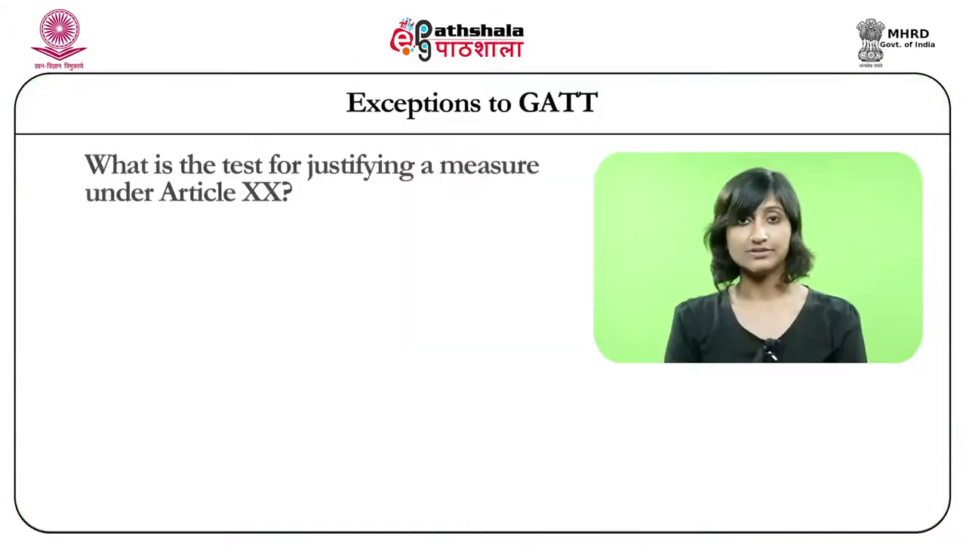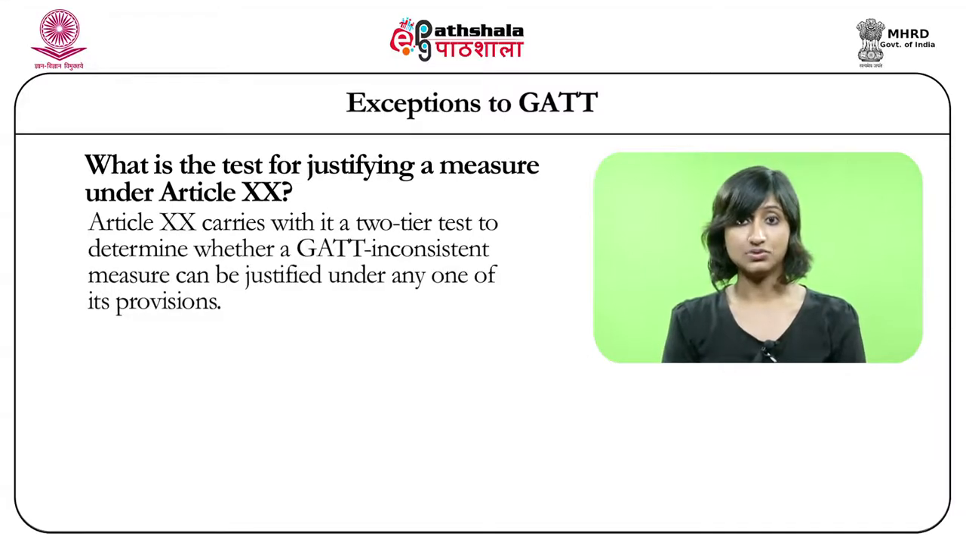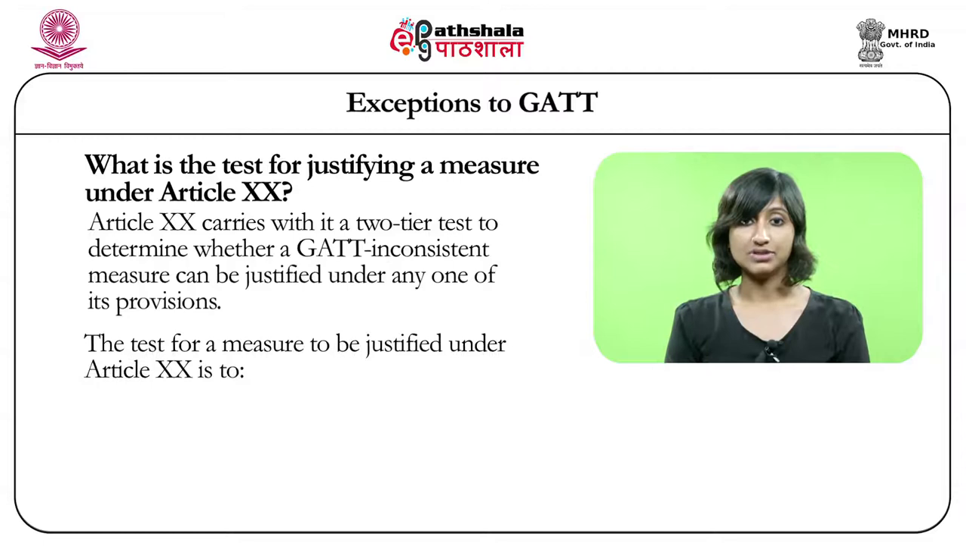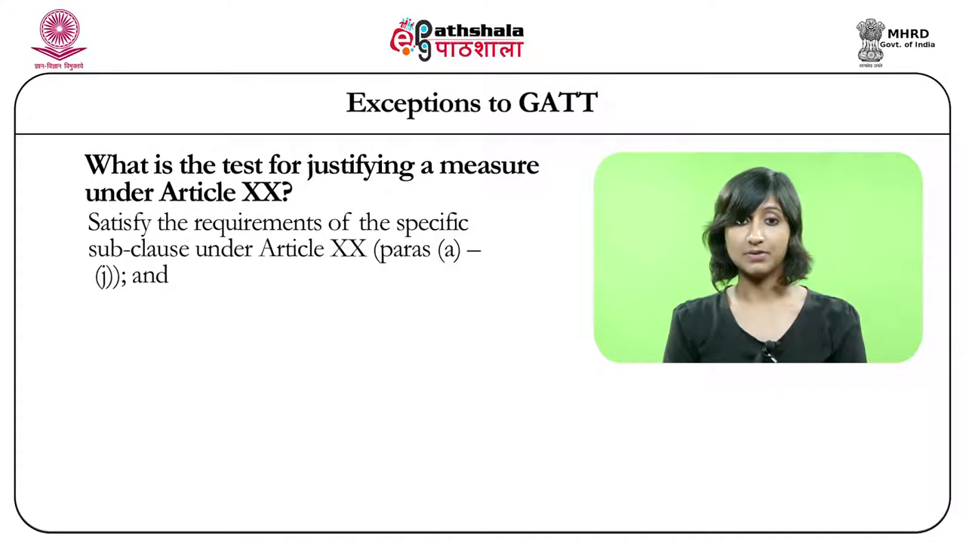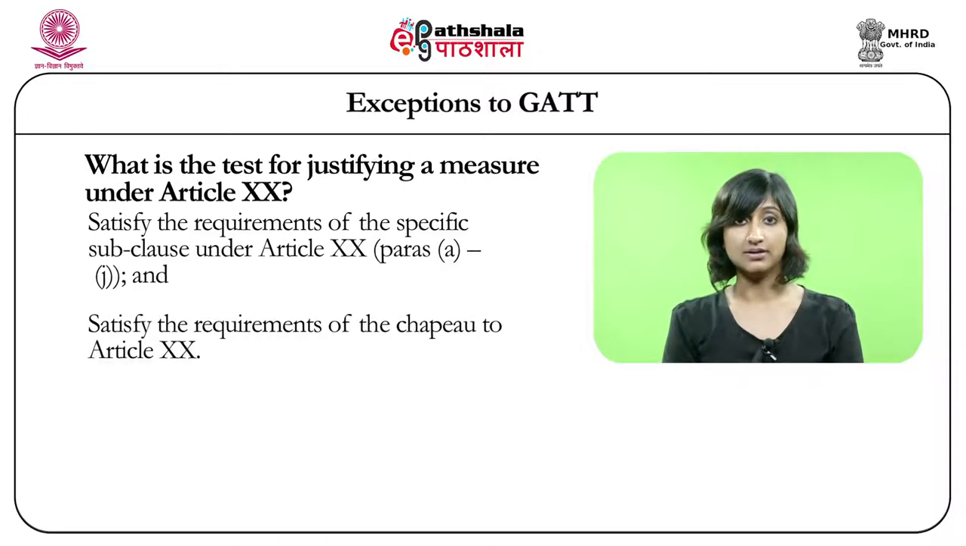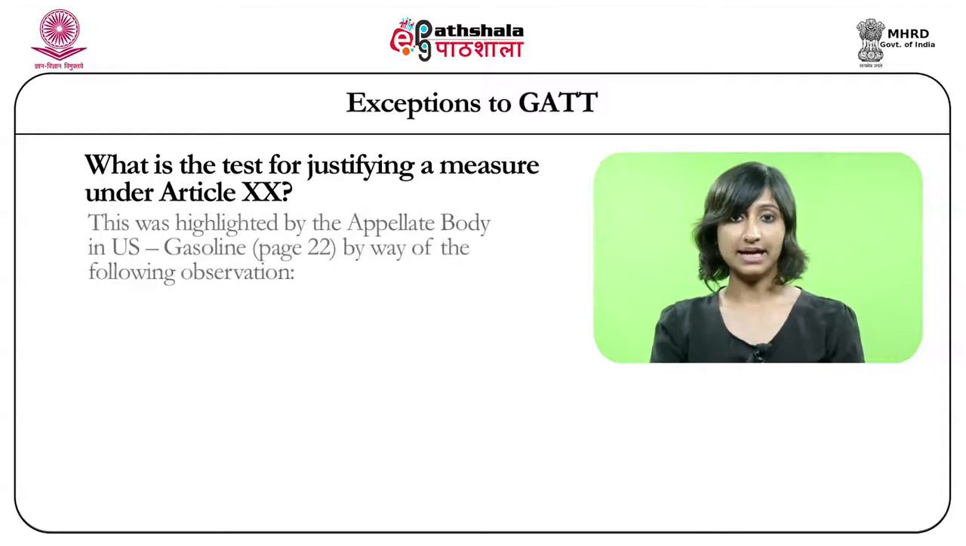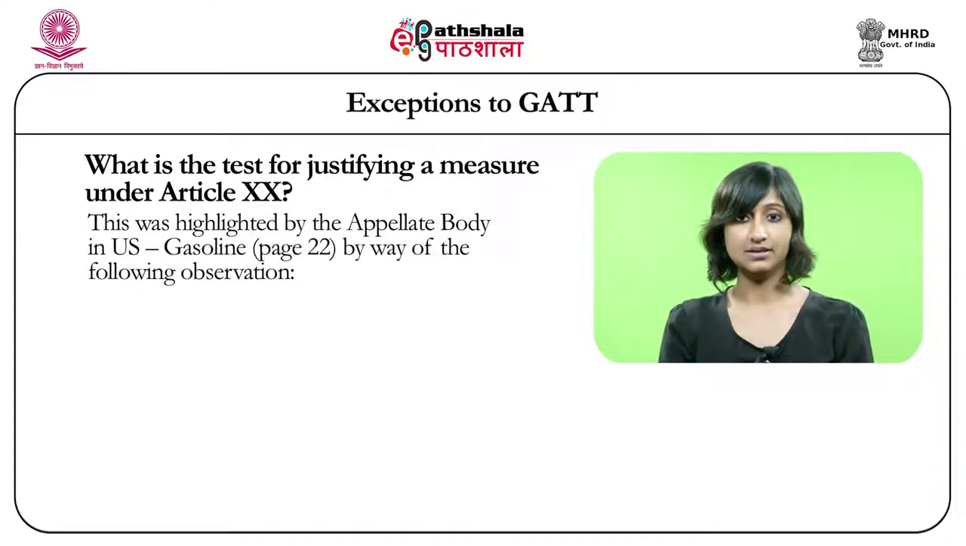Now we go on to the test which is required to justify a measure under Article 20. Article 20 carries with it a two-tier test to determine whether a GATT inconsistent measure can be justified under any one of its provisions. The test for a measure to be justified under Article 20 is to first satisfy the requirements of the specific subclause under Article 20, consisting of paragraphs A to J, and second, to satisfy the requirements of the chapeau to Article 20. This was highlighted by the appellate body in U.S. Gasoline, page 22, by way of the following observation.